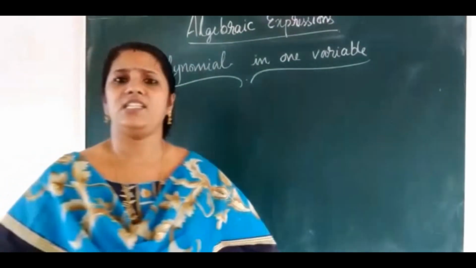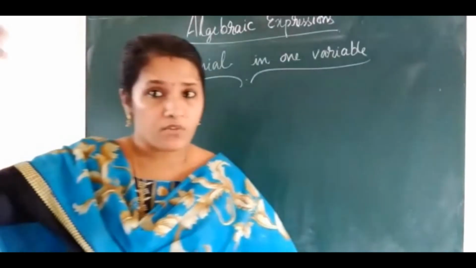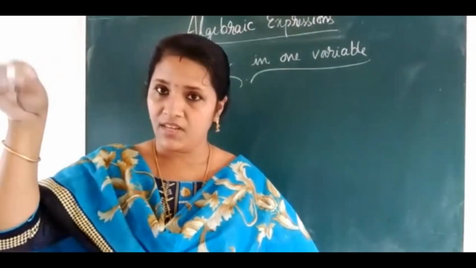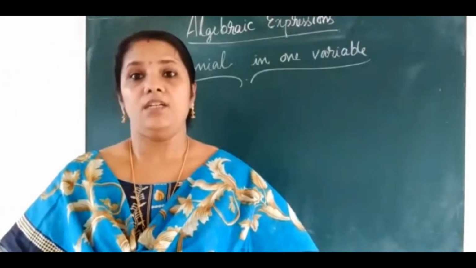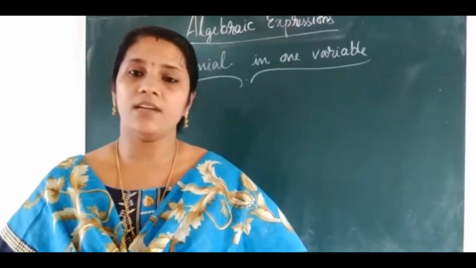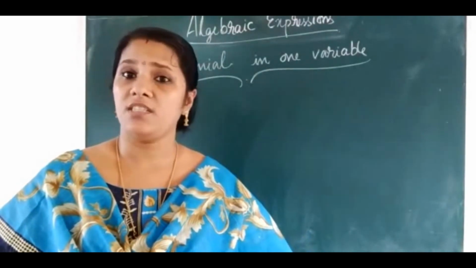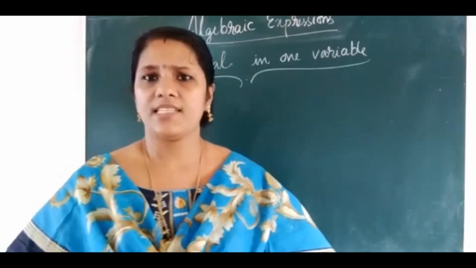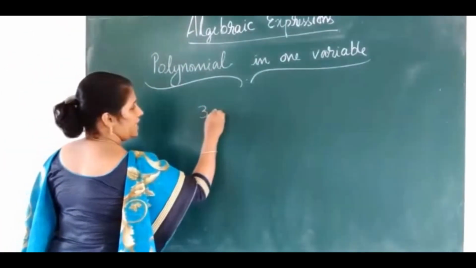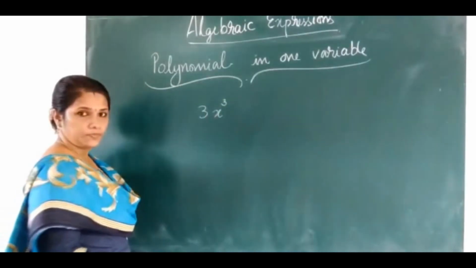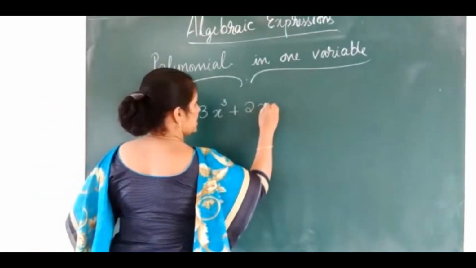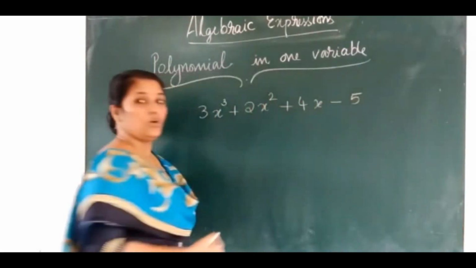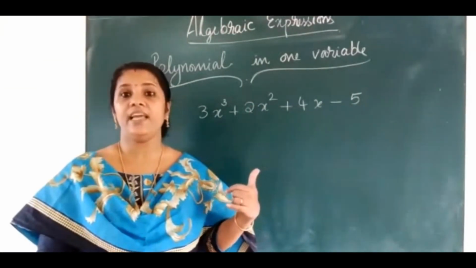And there is only one condition for that. The condition is about the power, the exponent, which we have discussed in one of the videos, right? The power or exponent of the variable should be a non-negative number. Such an algebraic expression, we can call it as polynomial in one variable. Let's see some examples. Say 3x cubed plus 2x squared plus 4x minus 1. So, this is a polynomial in x.